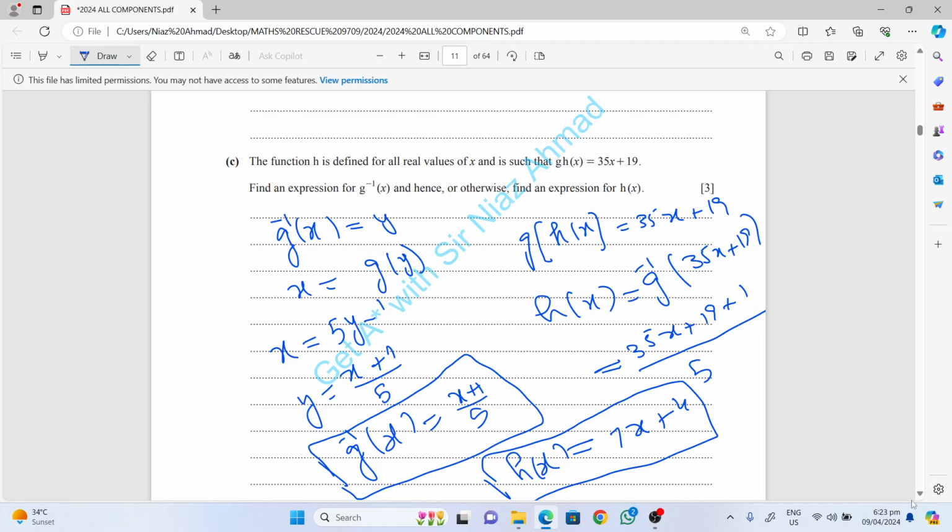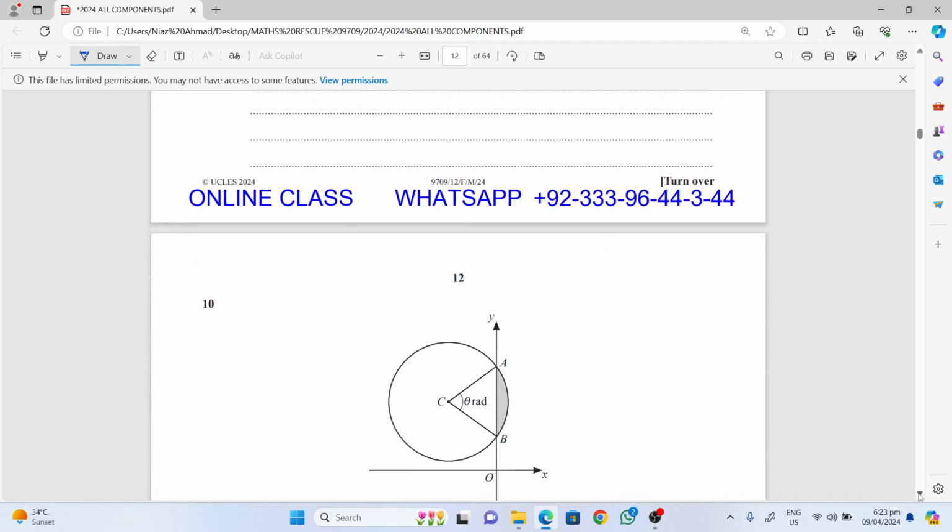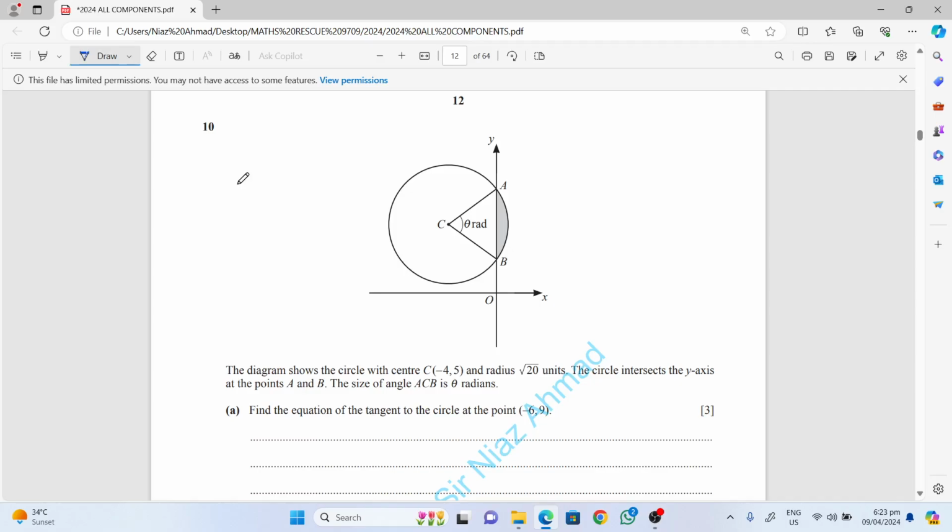This is my h of x. I got my h of x. So question number 10. If you make a tangent over here, another one, this is your tangent, and this tangent has a coordinate system that is -6 and 9 for a tangent parallel to the circuit.